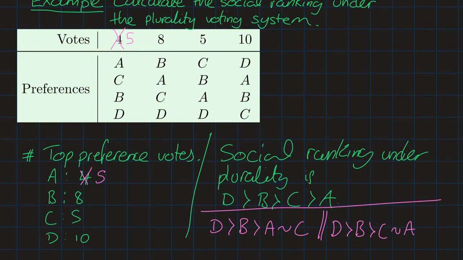The plurality voting system can't give you a preference between A and C. If they have the same number of top preference votes, the plurality can't tell you which one is better. So it just tells you that they're equivalent. So you use the tilde symbol to denote this.